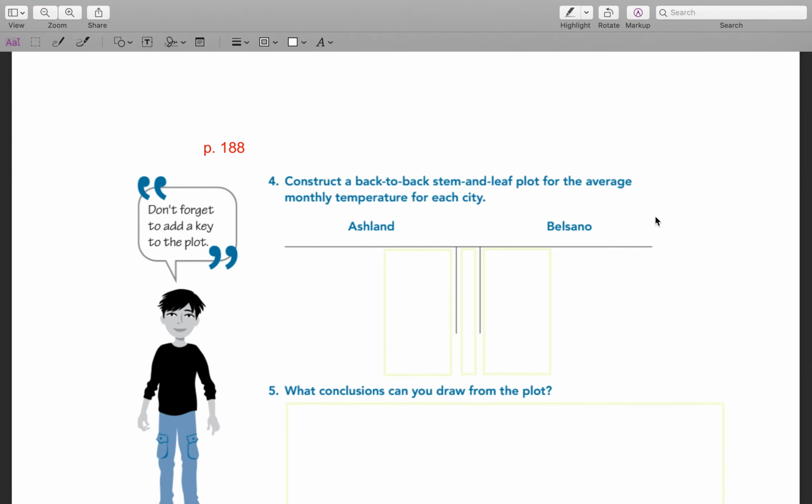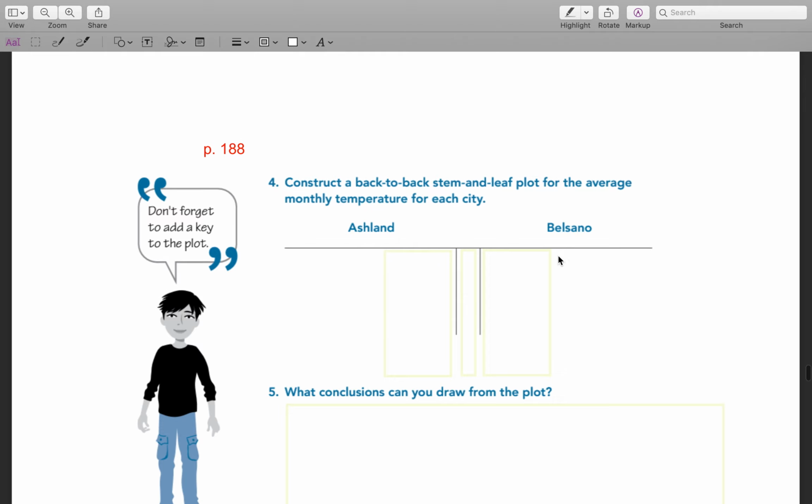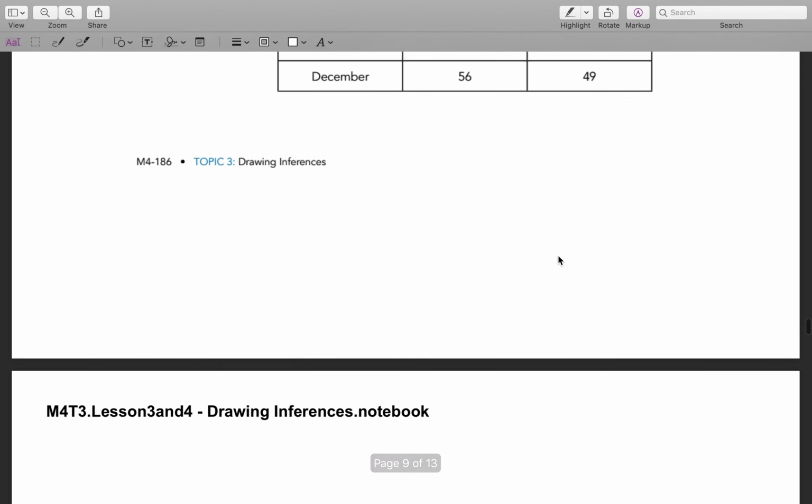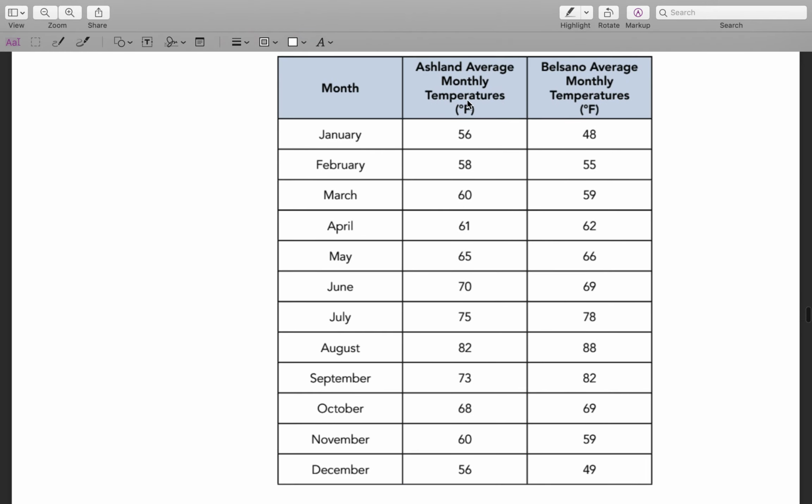All right, so we're on page 188. It says construct a back-to-back stem and leaf plot for the average monthly temperature for each city. So from the previous page we had a data set for Ashland and Bolzano. And so let's look back at the table. Ashland's data is right here, Bolzano's right here.